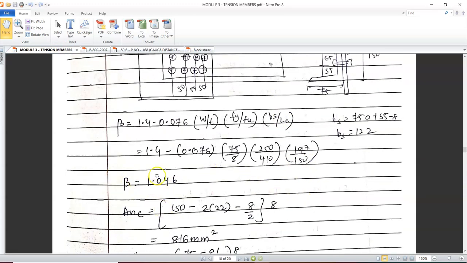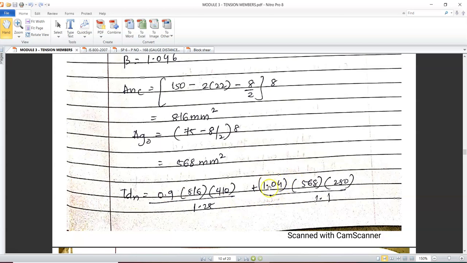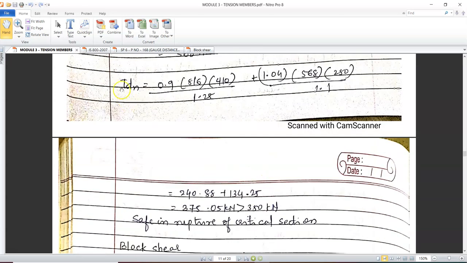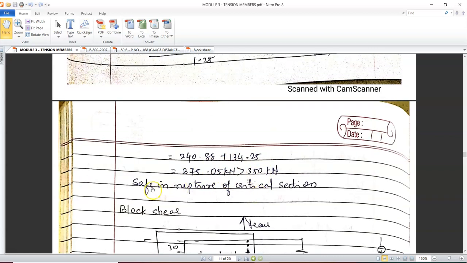Now from that expression, you are getting beta as 1.046, which is substituted here. So in the formula, finally you are getting Tdn as 240.88 plus 134, which is 375 kilonewton, which is greater than the factored tensile load coming on the angle section, which is 350 kilonewton. Therefore the provided angle section is safe in rupture of critical section.